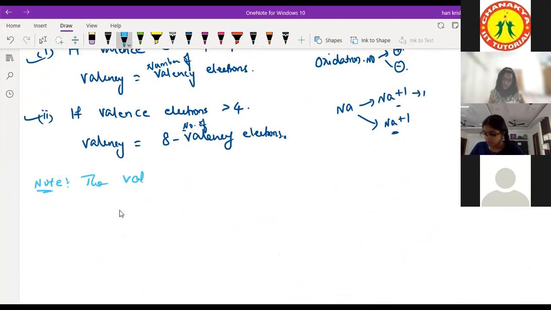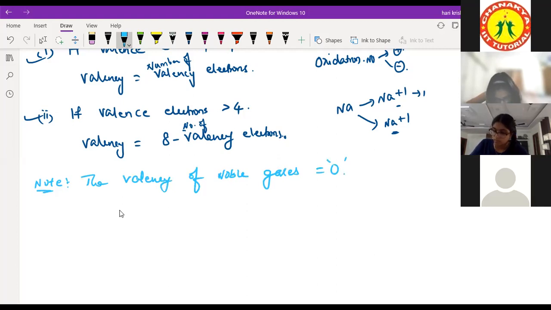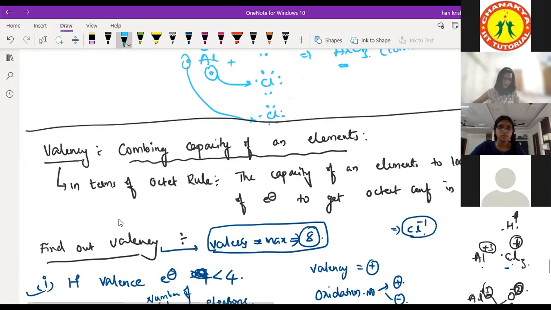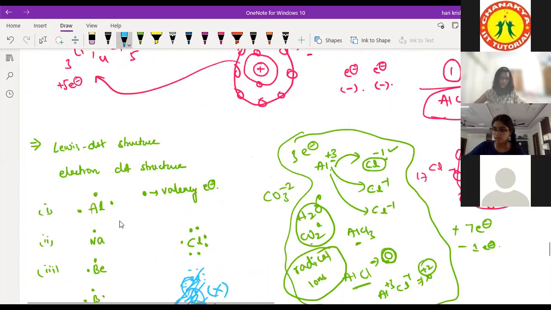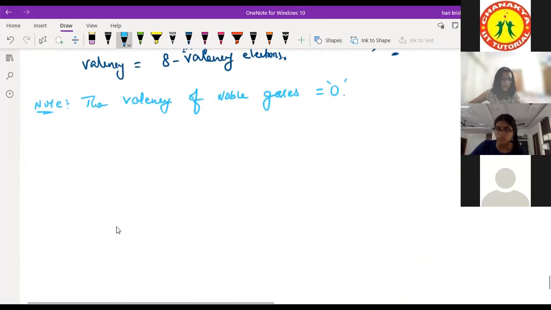The valency of noble gas is 0. Next one, lithium? 1. Beryllium? 2. Boron? 3. Carbon? 4. Nitrogen? 5. 3. Nitrogen 3 or 5?